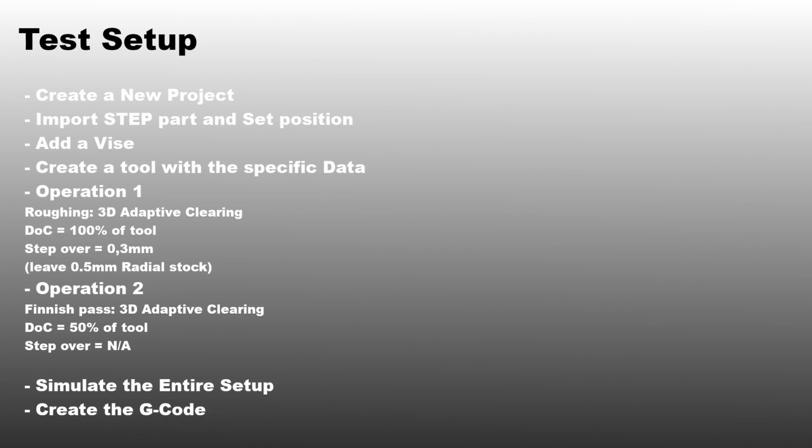As it should, to take into consideration the stock left from operation 1 and just make a toolpath according to clear that to make it a finish. Simulate the entire setup and create the G code.